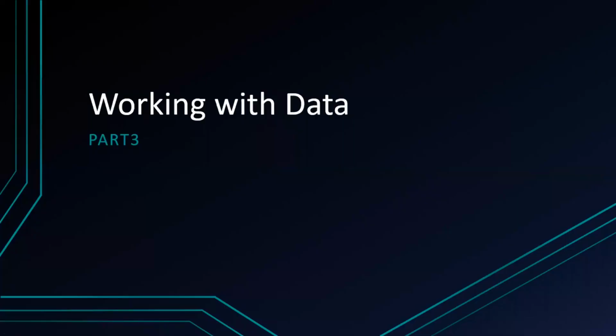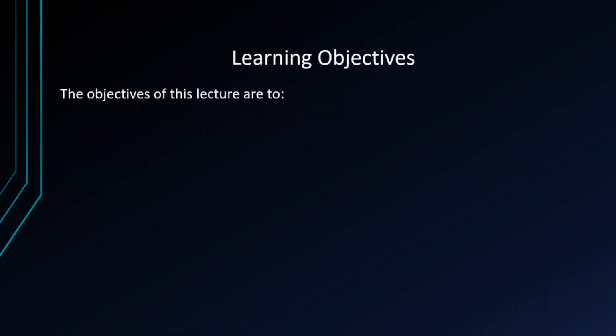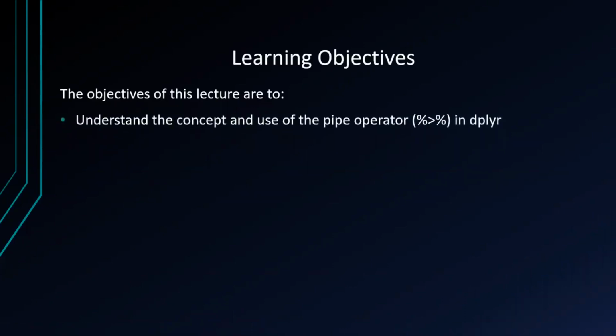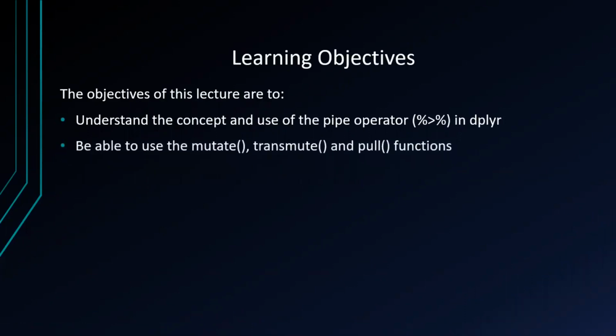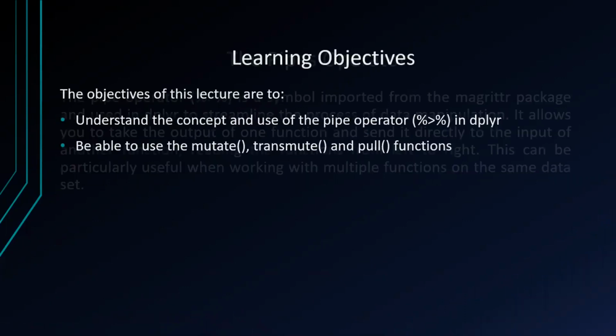Hi everyone, welcome to part 3 of working with data. So let's see the objectives of this lecture. First of all, we will understand the concept and the use of the pipe operator in dplyr. Then we will see some functions such as mutate, transmute, and pull.